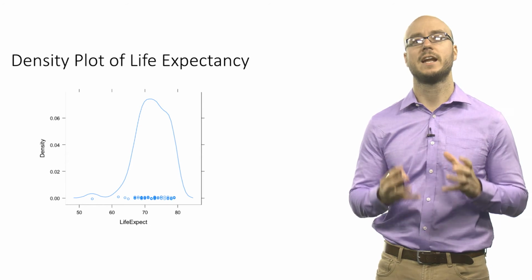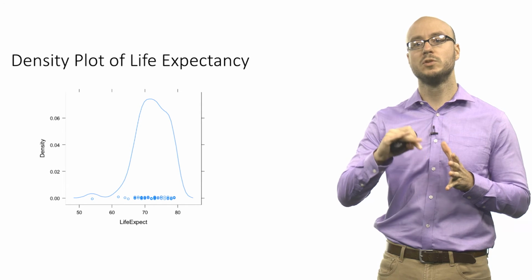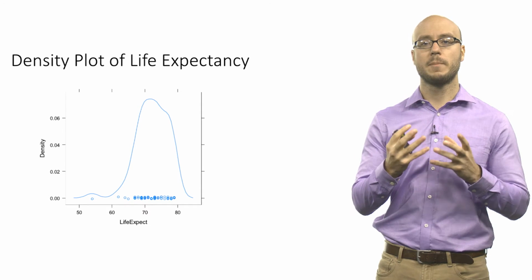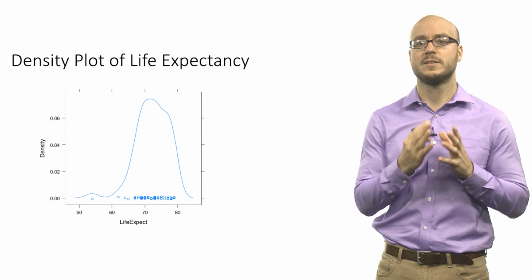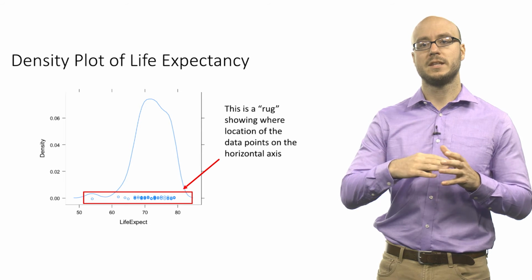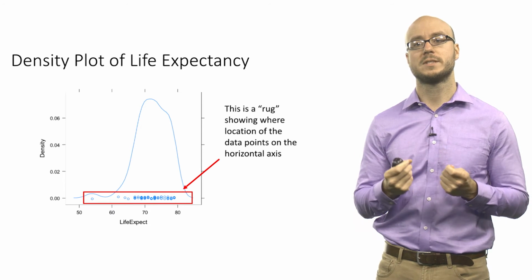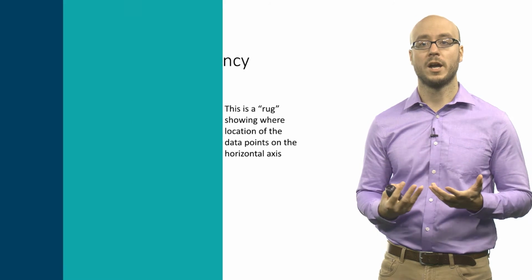So here's our data set of life expectancy. Instead of a histogram, instead of bins, you have this smooth curve, this line that is similar to a histogram with very, very small bins. In a density plot, because the smoothness of the curve can be misleading, we also often present what's known as a rug of data points.